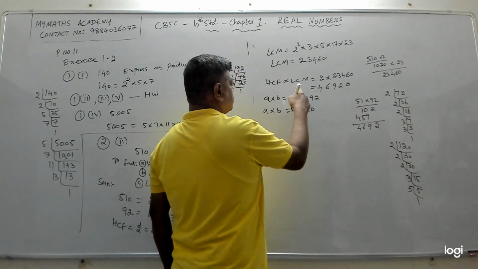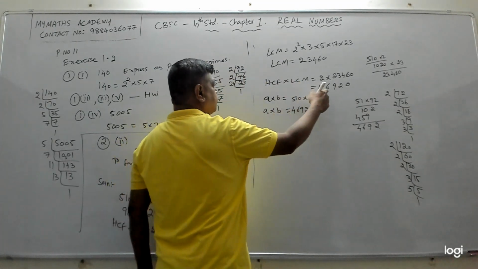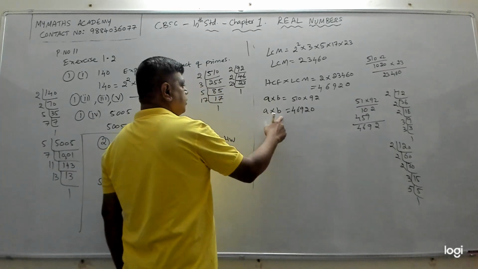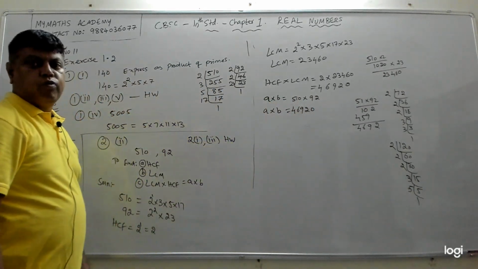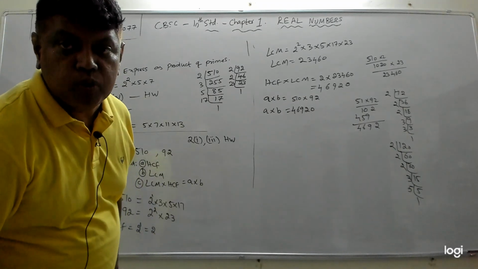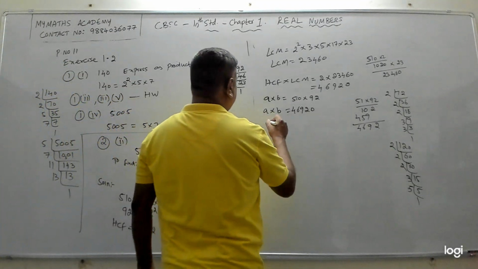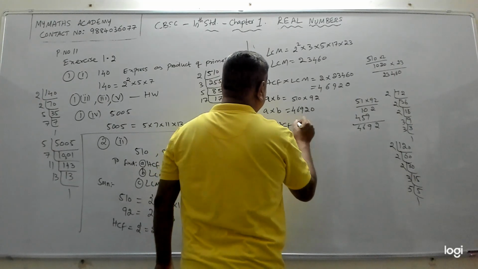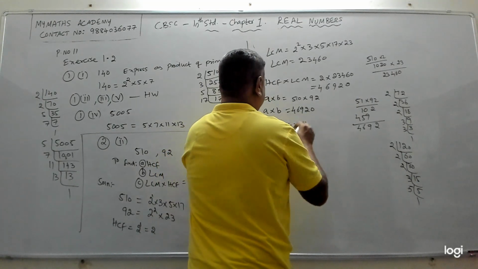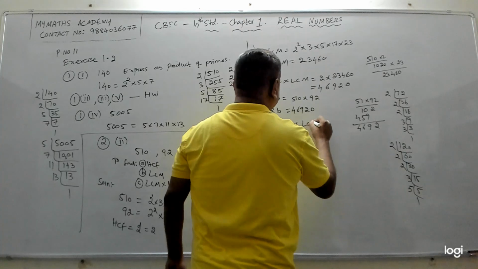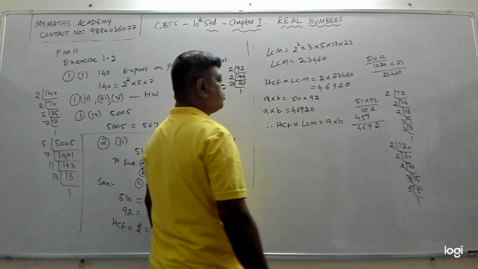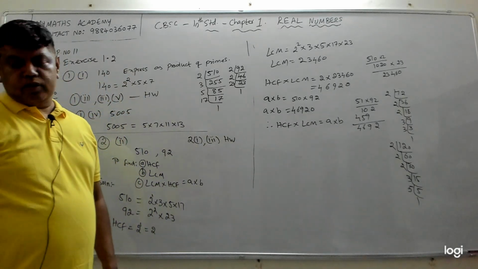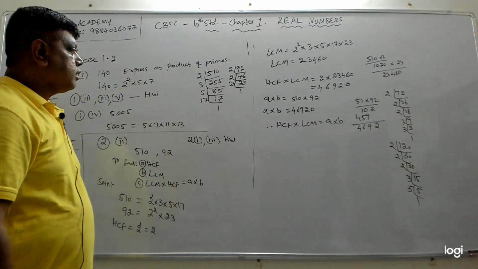Now both are matching. HCF into LCM is also 46920. A into B, which is 510 into 92, that is also 46920. Therefore, HCF into LCM is equal to A into B. Right? So we have verified that.